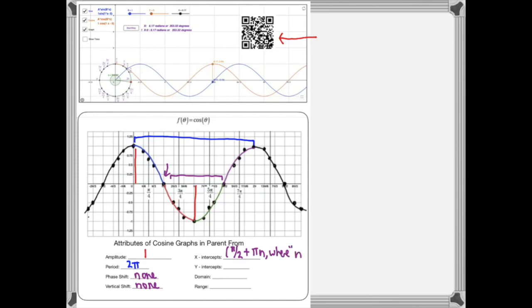where n is an integer, comma 0. And that will give us all of the x-intercepts from there on out. Okay, so we've got pi right here and pi right here, etc., etc. And the y-intercept is going to be 0, comma 1. The domain is negative infinity to positive infinity. And the range is going to be just like sine, negative 1 to positive 1, including those. Okay, so in the video coming up next, we're going to take a look at graphing cosine.